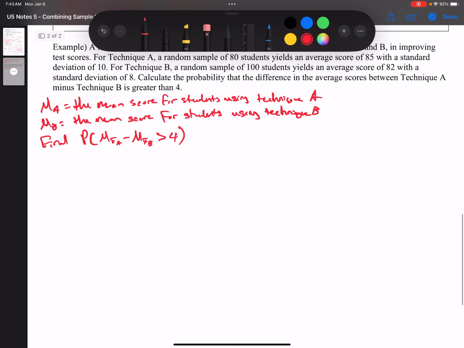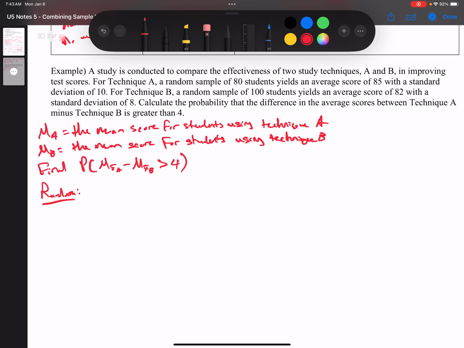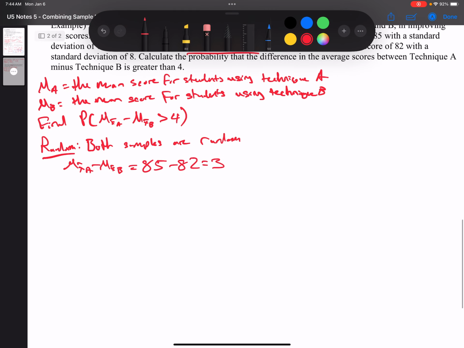Okay, so now we actually have to plan things out to set our conditions, make sure everything passes. Okay, so it says random. Okay, so let's check that first. So let's see. It says a random sample of 80 students and a random sample of 100 students. So we are good there. So both samples are random. Okay, and because they are both random, then we can find our combined difference where the means are concerned. So we're going to take the mean of group A minus the mean of group B, and we get our combined mean of 3.